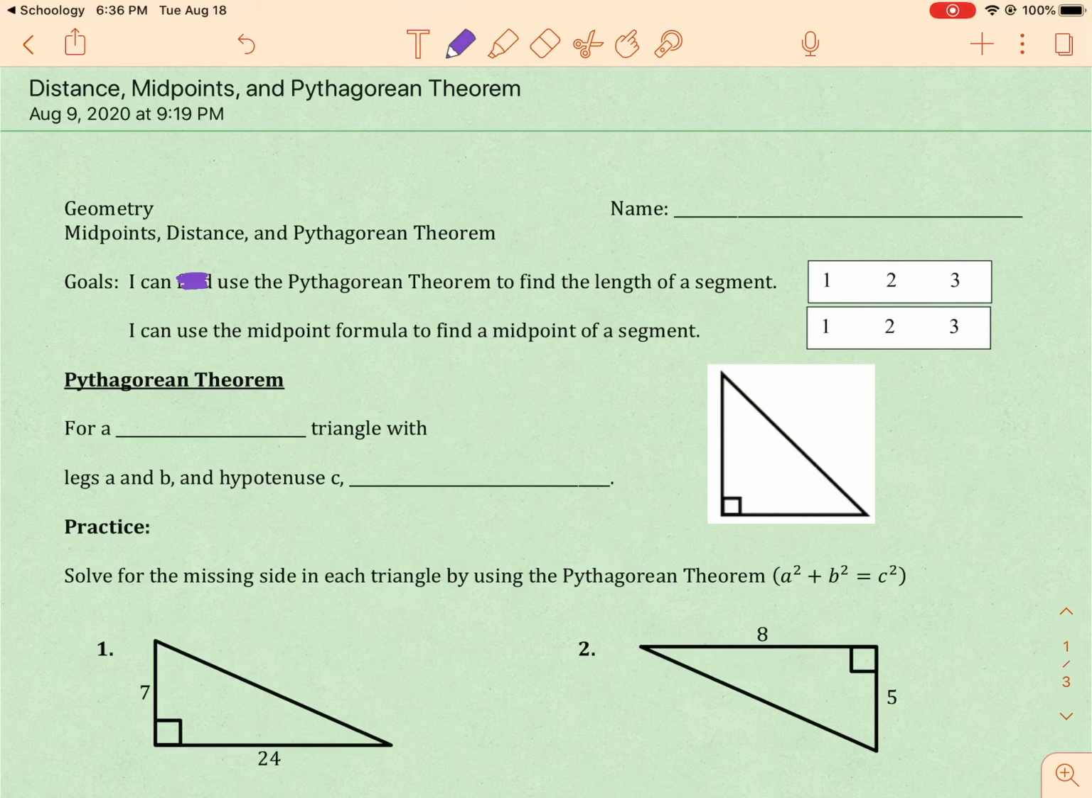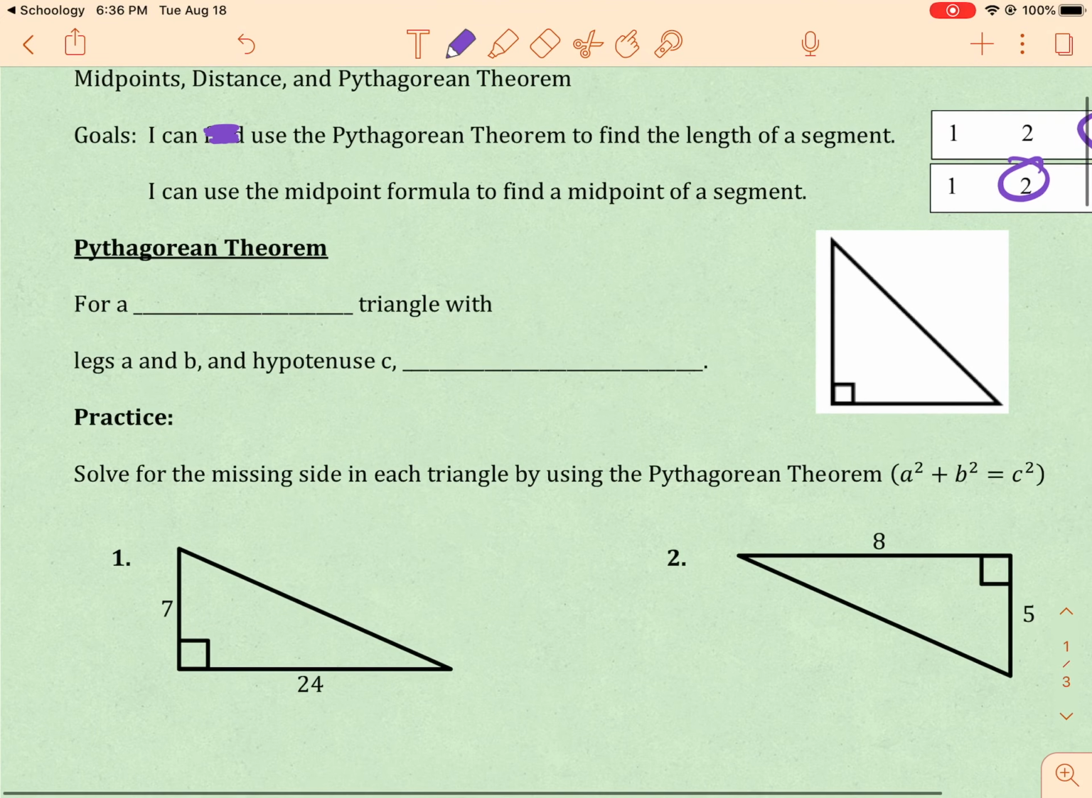If you feel like, oh yeah, I totally remember the Pythagorean theorem, I'll do it easily, give yourself a 3. Midpoint formula, maybe you're like, I remember a little bit, but not too much. Give yourself a 2. Hopefully, no matter where you rated yourself, when we get to the end, you'll be at a 3 on both. So first, let's take a look at the Pythagorean theorem.